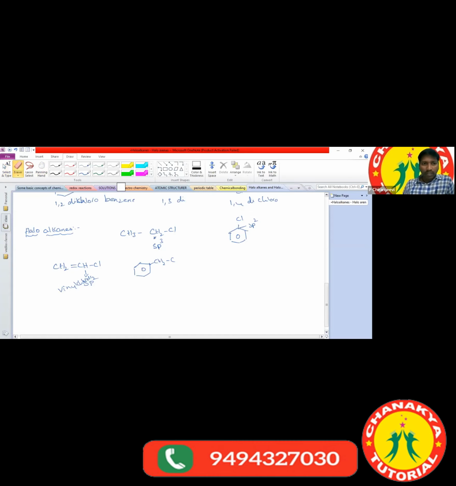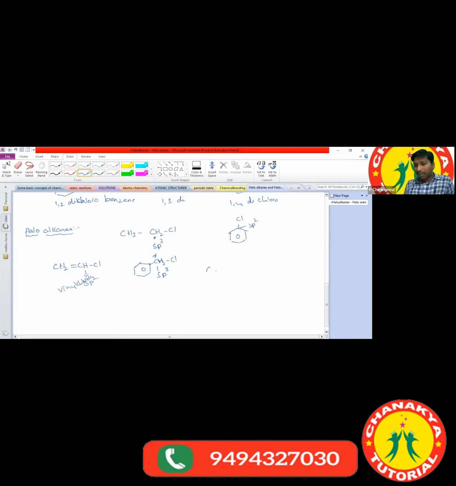What is the hybridization of the carbon which is attached to the chlorine? That means this one, sp2. Here it is sp3. It is an alkane, a CH2 group is there. The carbon is surrounded by 4 sigma bonds. If it is surrounded by 4 sigma bonds, it exhibits sp3 hybridization.